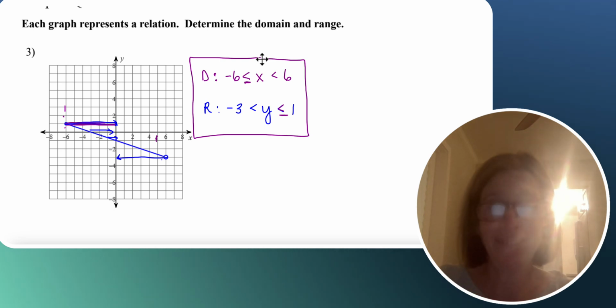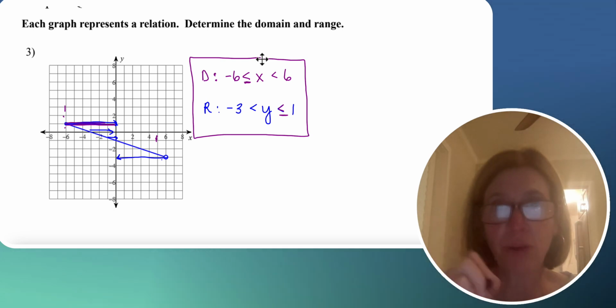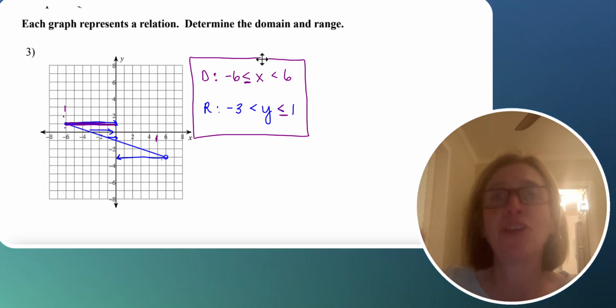Okay, domain, x values, range, y values, and really look at your axis, your x-axis for domain, your y-axis for range. All right, hopefully that was helpful.